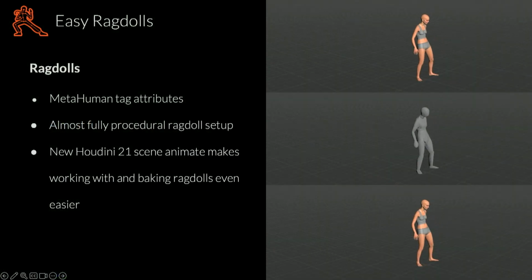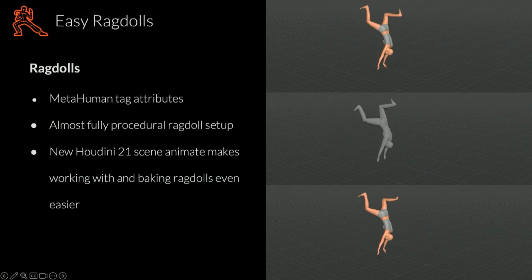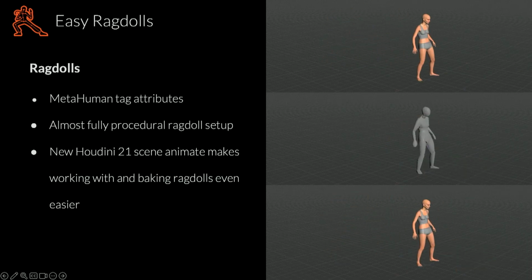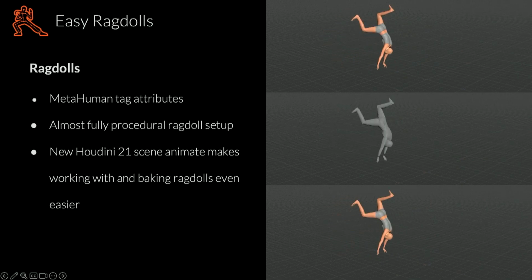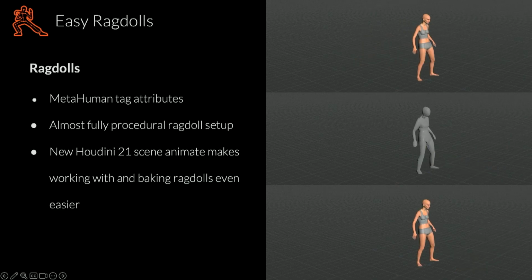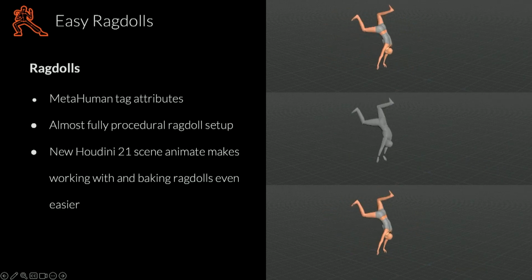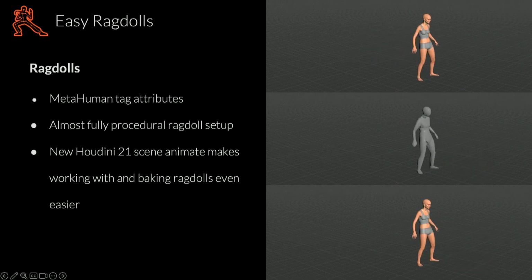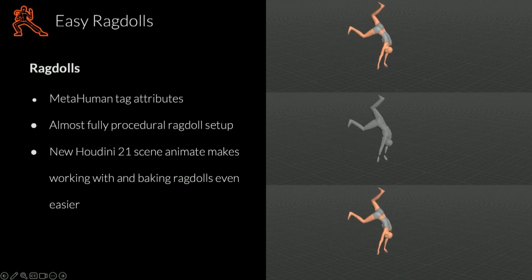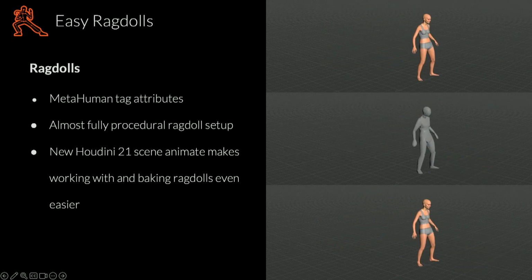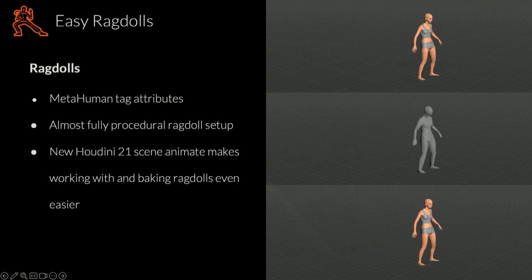Yeah, and on the topic of tags, MetaHuman allows us to almost fully automate the ragdoll setup. We can grab the driver joints tag here and use just those joints to drive our proxy objects for our ragdolls. With just a tiny bit of tweaking, say if you want to remove the fingers and stuff like that, that's the only manual editing you need to do here, and then mapping it back to your original rig. And in 21, the new Scene Animate makes working with ragdolls even more powerful and easy to use.